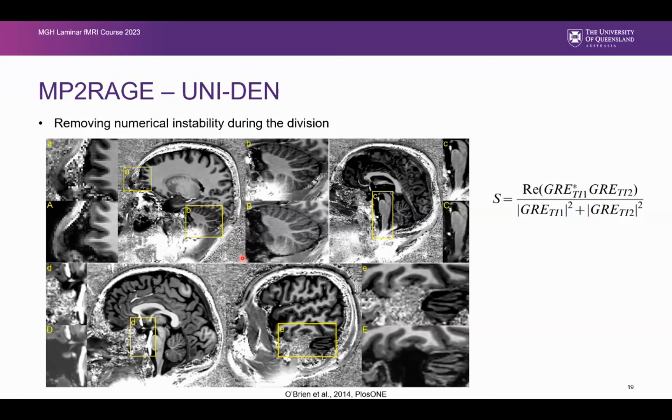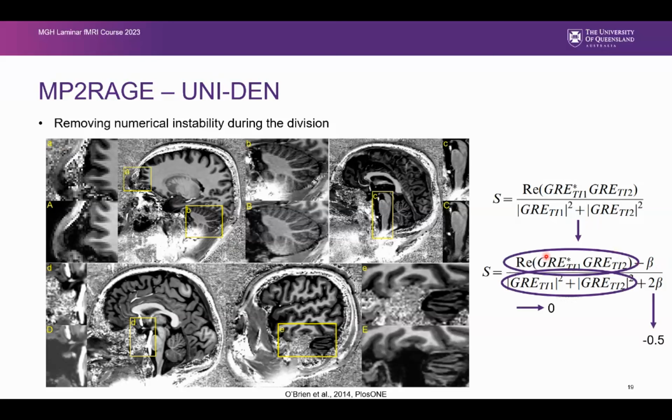So they worked on removing the numerical instabilities during the division. And basically they tweaked the formula a bit and added this regularization factor. And that means that if both the term on the top and the term on the bottom go to 0, which is the case where I get this noise amplification, then it no longer goes to crazy numbers, but it goes to minus 0.5, which is basically black or the background. And you can tweak this regularization factor if you want. And it works quite nice. So if you look here, basically all this ugly noise is removed.